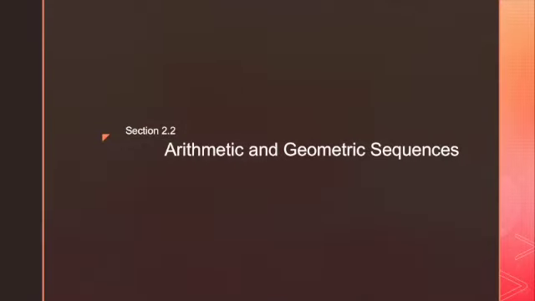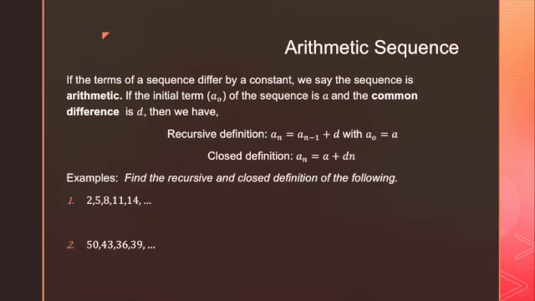All right, now we're going to talk about arithmetic and geometric sequences. So an arithmetic sequence is a sequence where each term differs by a common difference. It's going to have a recursive definition. In order to find the common difference, we take a term and subtract the term before it from it. So 5 minus 2.